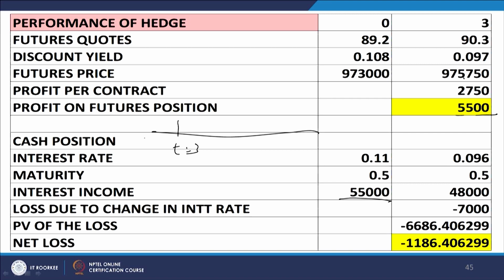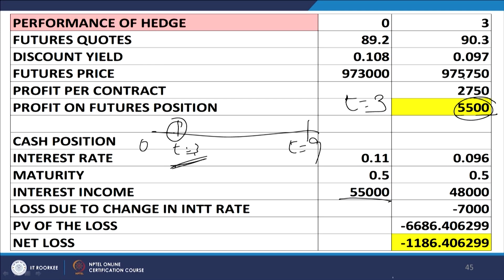But there is a catch. The catch is at T equal to 3, I make the investment. I liquidate the futures at this point, and T equal to 9 is when I liquidate my investment. Now, the futures position is liquidated at T equal to 3. When the futures position is liquidated at T equal to 3, the profit is realized at T equal to 3. So, I get the futures profit, I get this amount at T equal to 3.